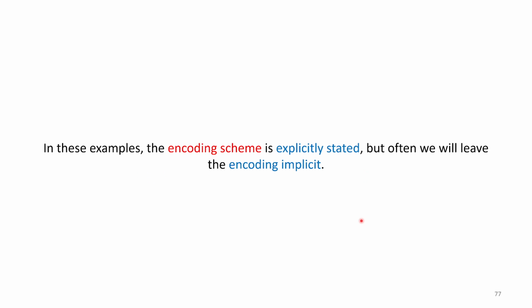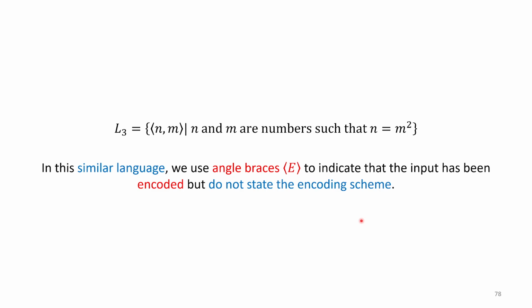In these examples, we've been using an explicit encoding scheme, meaning we've been telling you we're using unary, or we're using binary, or we're using base 10, or whatever base we might be using to encode our numbers. As we start talking about Turing machines in more detail, we start realizing that we can encode numbers in many different ways, and we start being agnostic about what that encoding scheme is going to be. So we sort of leave it implicit instead of explicitly stated. When we do this, we like to use angle braces instead.